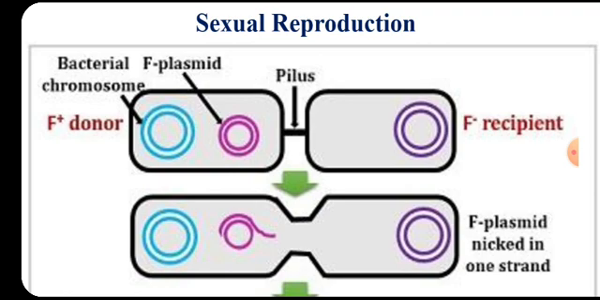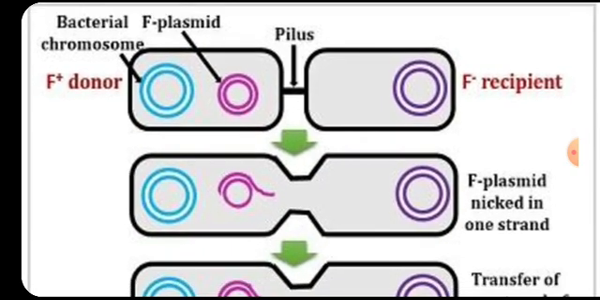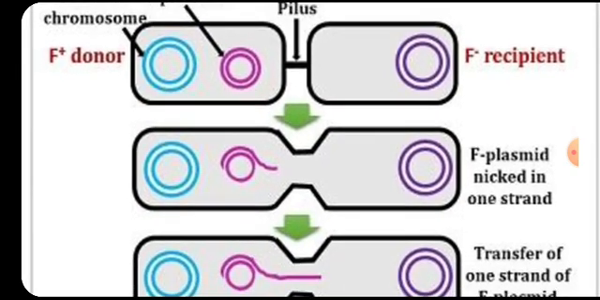So these two cells come in contact with each other through a specific attachment called a pilus. This pilus is called the sex pilus. With the help of this sex pilus, these two cells come in contact with each other, and this is how it leads to formation of a bridge. In this formation of the bridge, the cell wall and cell membrane dissolve, and there is formation of a channel.